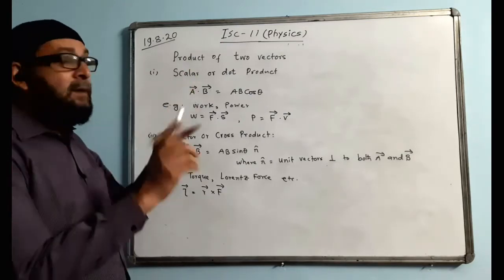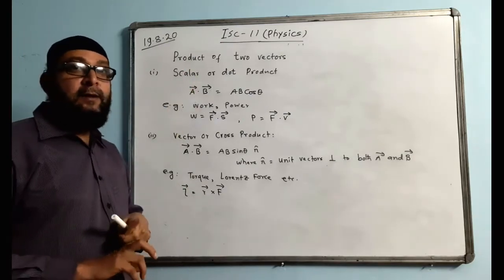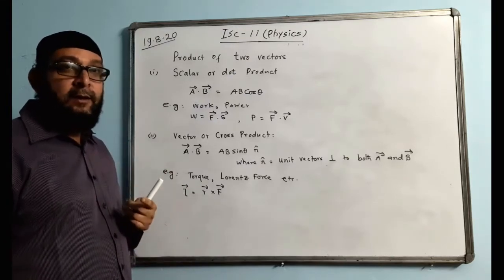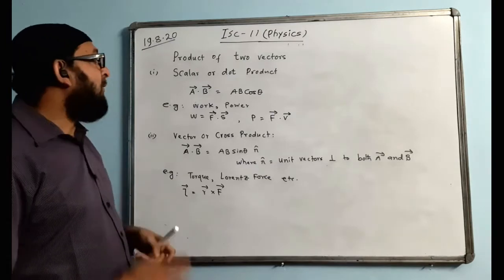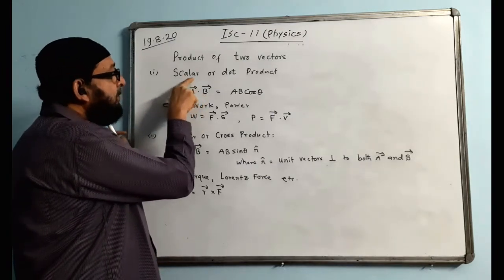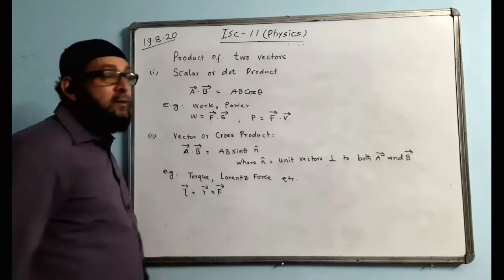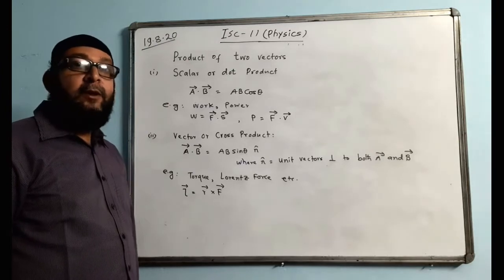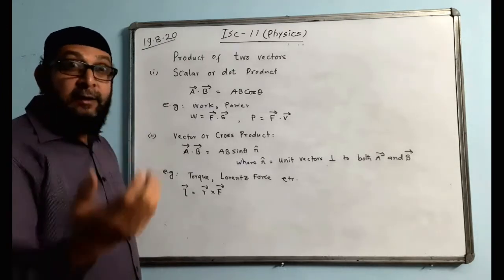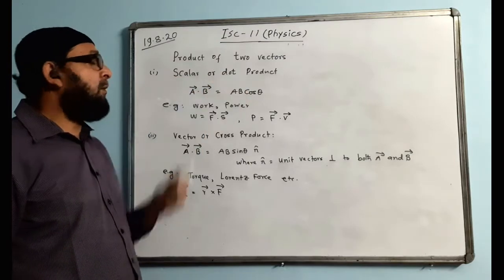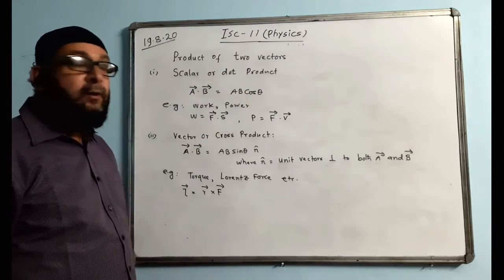But product is multiplication. So multiplication of two vectors may result in a scalar, and also it may result in a vector quantity. So there are two possibilities here. When we multiply two vectors so that the answer is scalar, then such a product is called scalar or the dot product. That means when the product of two vectors results in a scalar, then the product is called scalar or dot product. And how do we measure the dot product between the two vectors?